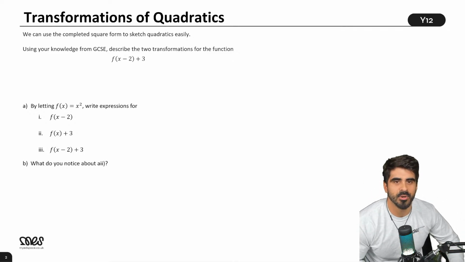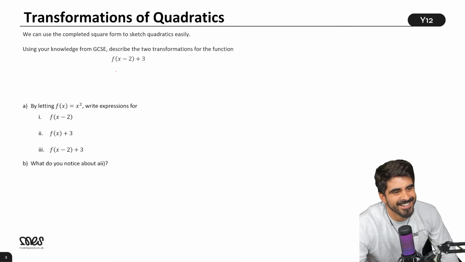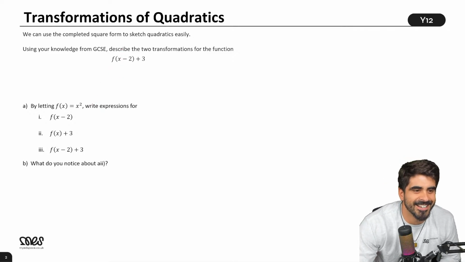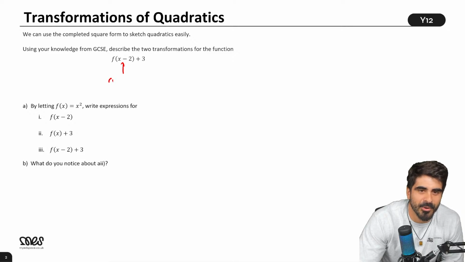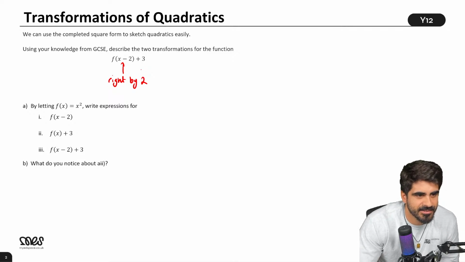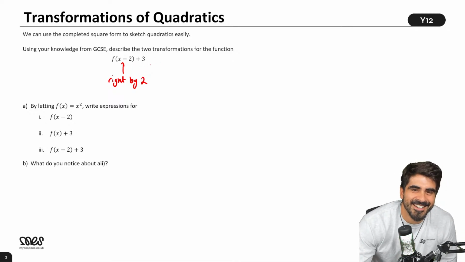So, what's in the bracket is... Tazib, you're in year 7. Hey, it's a good time to learn, Tazib. You got this, man. So, this is... We're going to move right by 2. Yes, that's in the x-axis. And then the 3 here. Yes, we're going up by 3.